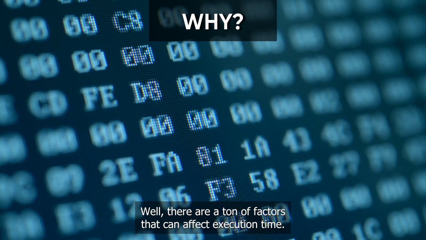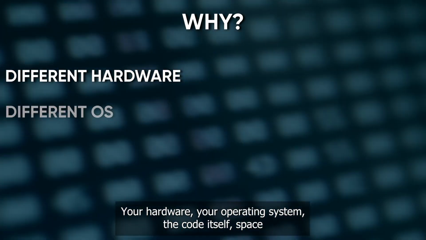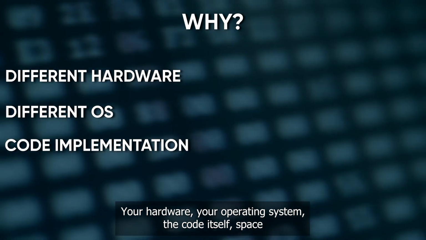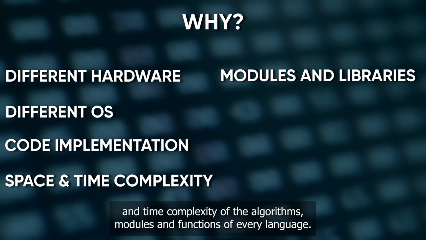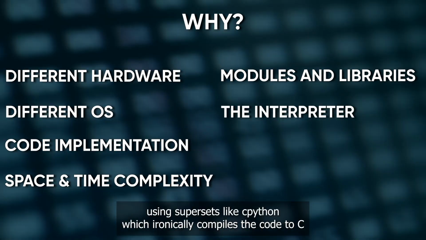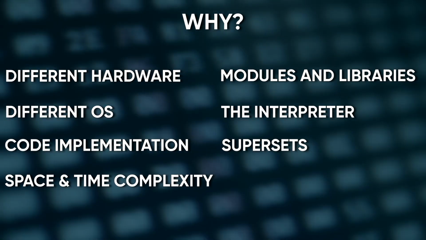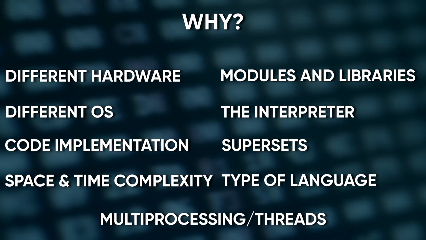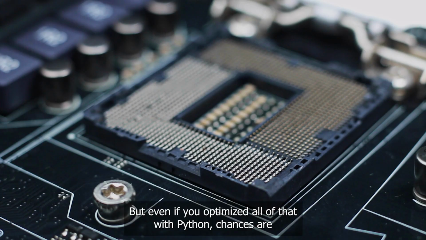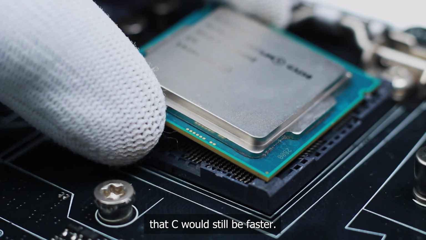Well, there are a ton of factors that can affect execution time. Your hardware, your operating system, the code itself, space and time complexity of the algorithms, modules and functions of every language, the interpreter used in supersets like CPython, which ironically compiles the code to C, and the fact that one language is compiled and the other is interpreted, and multiprocessing and threads.